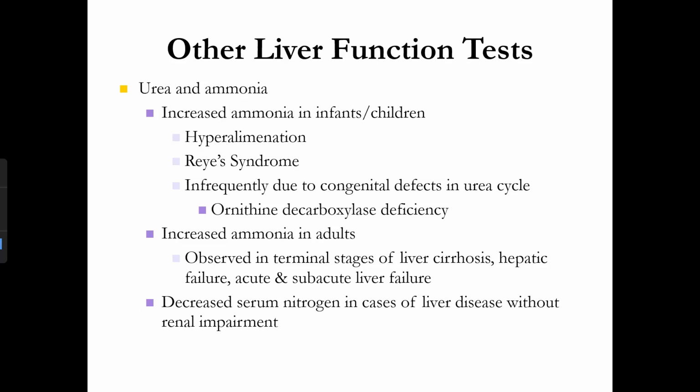Other liver function tests: urea and ammonia. Increased ammonia in infants and children, hyperammonemia, Reye's syndrome, is infrequent and due to congenital defects in the urea cycle, or ornithine decarboxylase deficiency. Increased ammonia in adults is observed in terminal stages of liver cirrhosis, hepatic failure, and acute and subacute liver failure. Decreased serum urea nitrogen is seen in cases of liver disease without renal impairment.